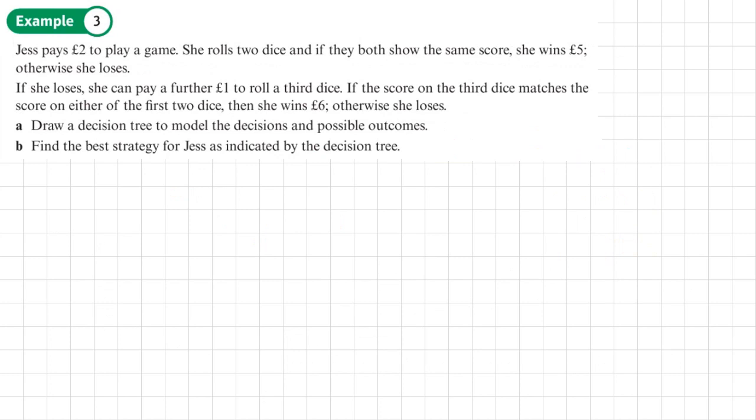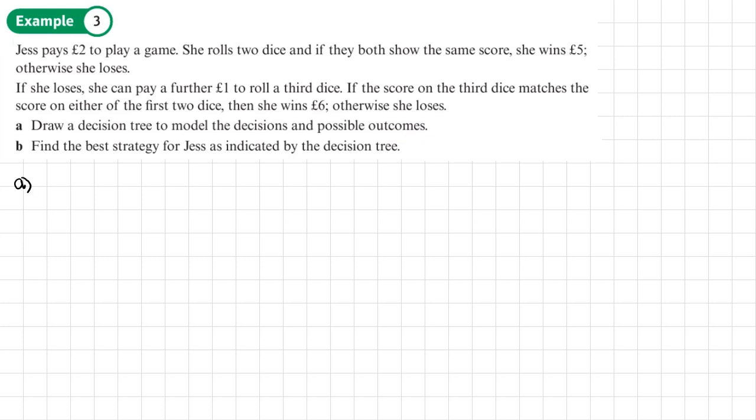Example 3. Jess pays £2 to play a game. She rolls 2 dice, and if they both show the same score, she wins £5. Otherwise, she loses. If she loses, she can pay a further £1 to roll a 3rd dice. If the score on the 3rd dice matches the score on either of the first 2 dice, she wins £6. Otherwise, she loses. Part A, draw a decision tree to model decisions and possible outcomes.